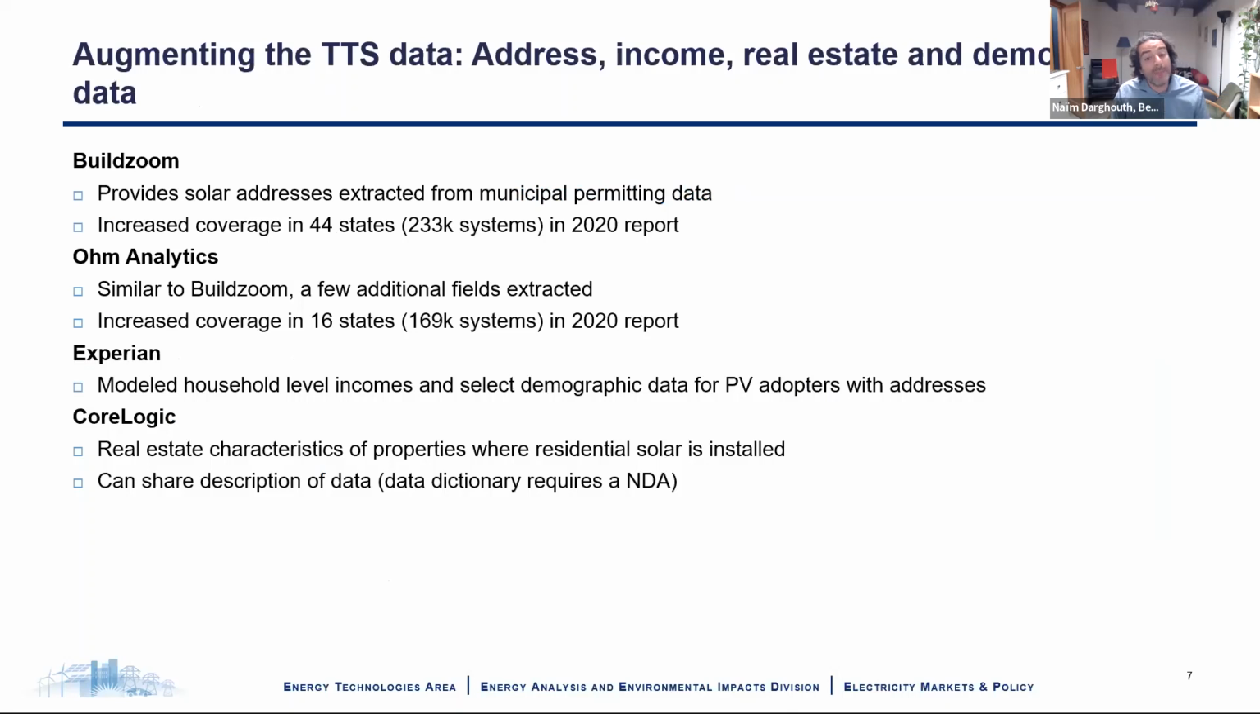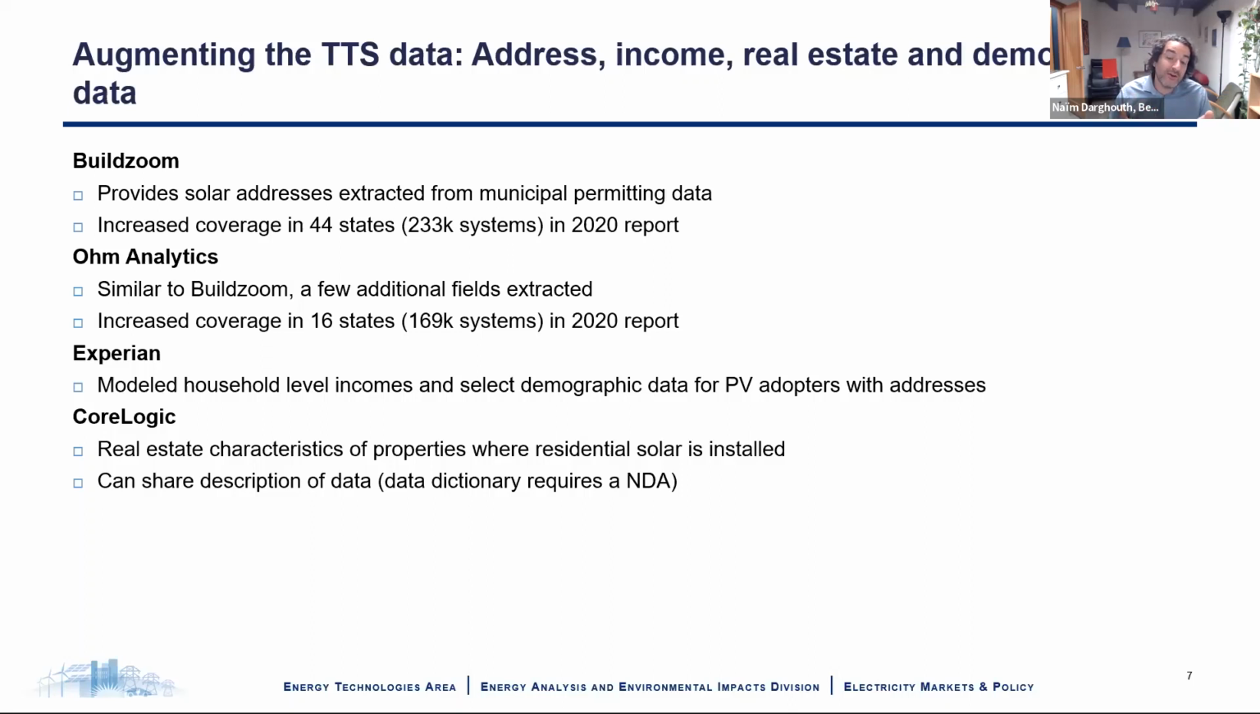Now, we augment the Tracking the Sun data with a number of other data sets that increase our distributed solar market coverage. We use 2 data service providers to really increase the number of PV systems in our overall distributed solar data set. There's BuildZoom, which provides solar addresses and installation date proxies that are extracted from permitting data, which is collected from municipalities. This, in the last version of the report, expanded our coverage to 44 states with an additional 233,000 systems.